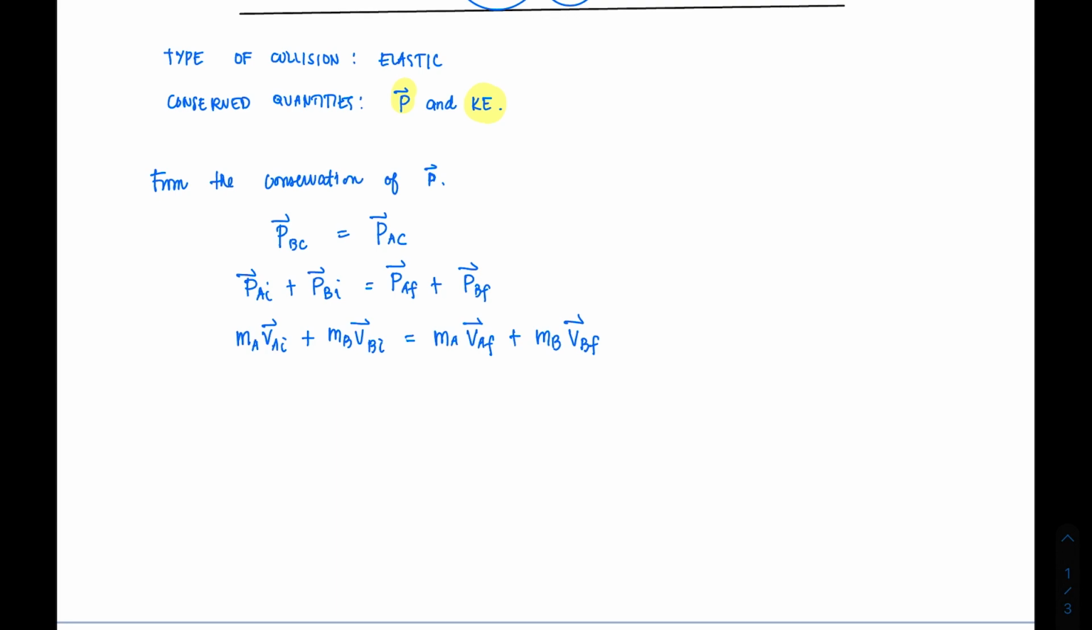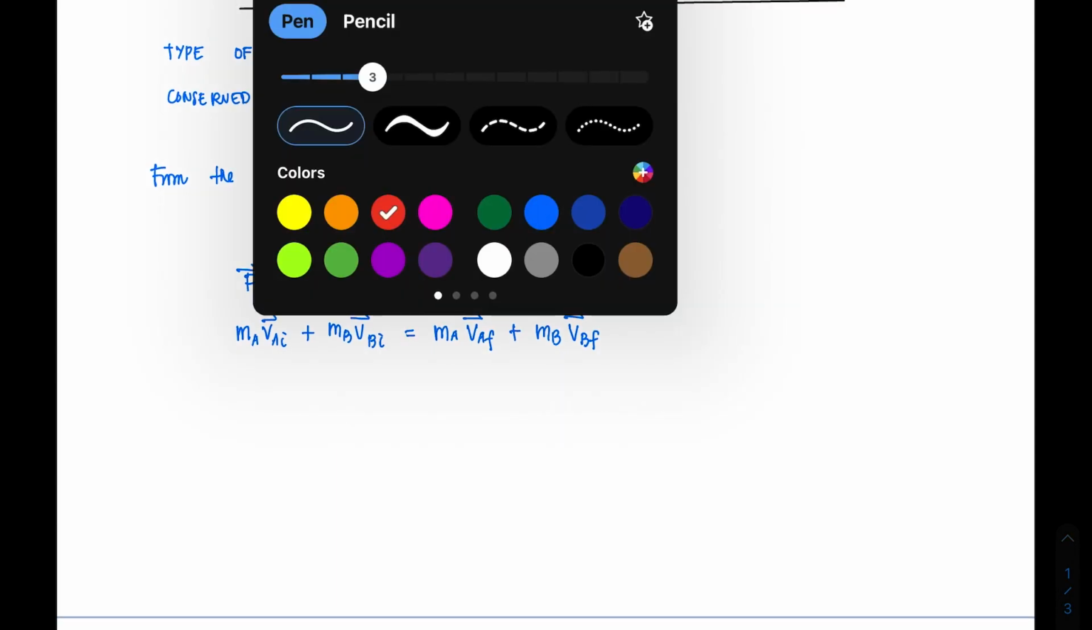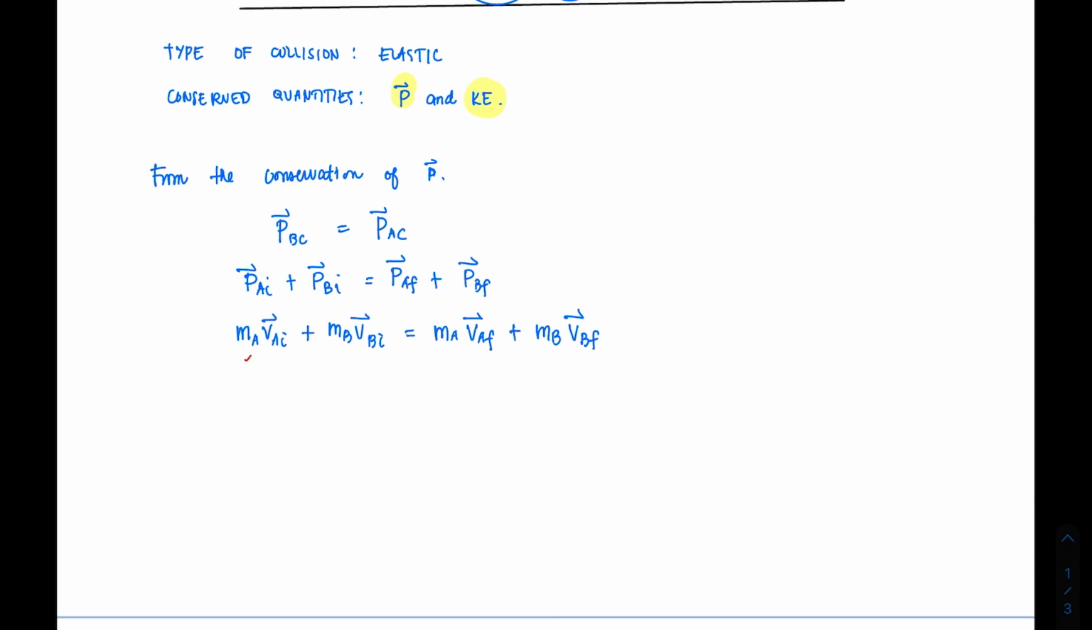Now if you inspect each of these variables, you notice that MA is actually given, VAI is something that you don't know. This is an unknown. MB over here is given. VBI is also something that is unknown. MA is given, VAF is given, MB is given, so is VBF. Now you are realizing that you are dealing with one equation, we call this equation 1, with two unknowns. So I'm just going to put a notation here that this color represents an unknown.